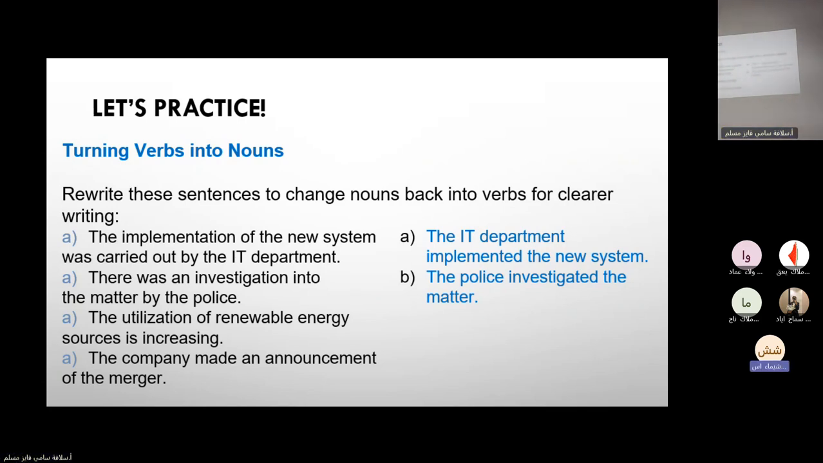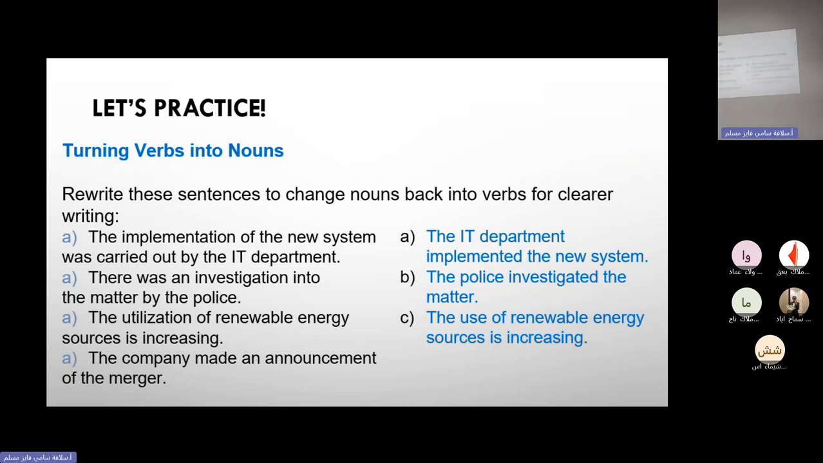طيب هاي الجملة شوي صعبة عليكم ولكن فيكم تبدلوها. The use من كلمة utilization. Okay, the use of renewable energy is increasing. Okay. طيب آخر وحدة شيماء اللي كنت بدك تحكيها.